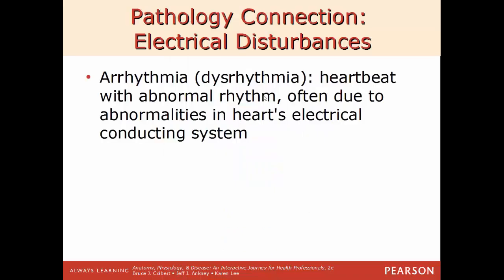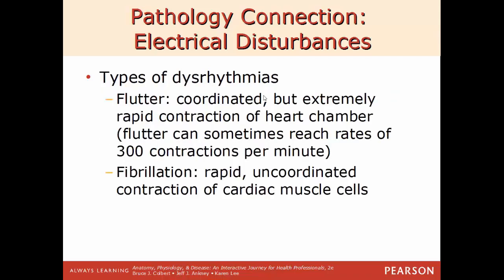Alright, now moving on to a pathology connection. Talk about electrical disturbances, in particular arrhythmias. Now arrhythmias or dysrhythmias, these are heartbeats with an abnormal rhythm, often due to some abnormality within the heart's electrical conducting system. There are many different types of dysrhythmias. The first one, flutter. This is coordinated but extremely rapid contraction of the heart chamber. Now flutters can reach 300 contractions per minute.